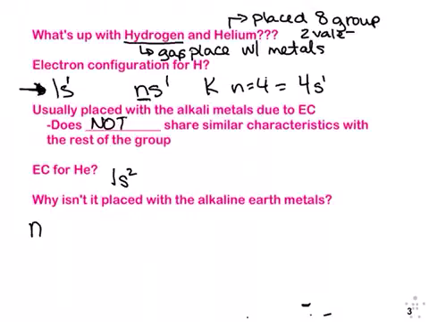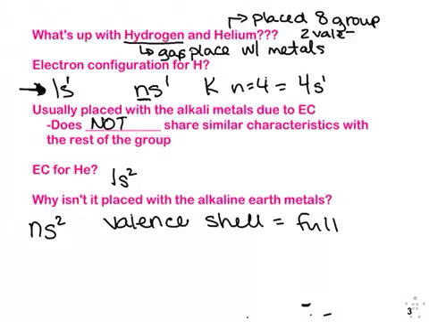Because they would follow the same pattern, ns2. Because it has a full valence shell. Very good. The valence shell, or the outer shell, is full, just like all the other elements in that 8th column. So that is why helium is often placed with the noble gases in that last column, because it shares very similar characteristics. It has that full valence shell. It doesn't react easily.